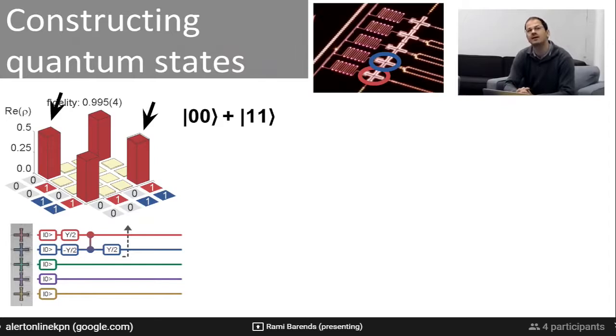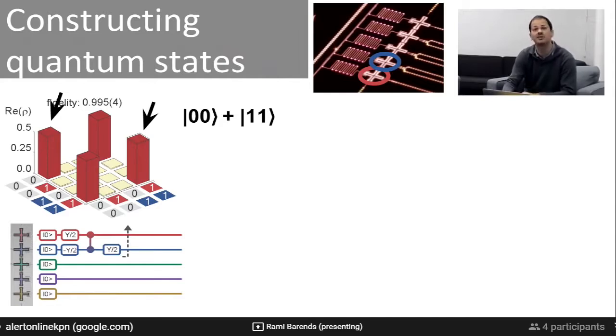What you see here is a 4x4 matrix showing you the populations and correlations in that quantum state space. Now you can clearly see four red bars. Two red bars with arrows, the diagonal elements, are on the 0,0 and 1,1 elements. That means that the state is 00 plus 11. And the off-diagonal elements tell you the correlation. So that is a positive correlation. You could also have 00 minus 11, but in this case, it's plus.